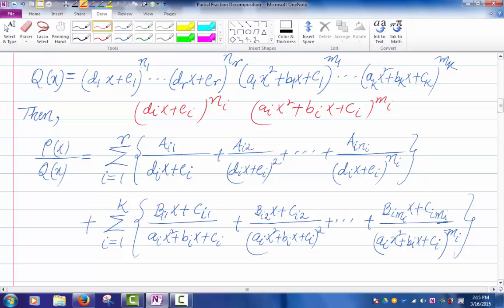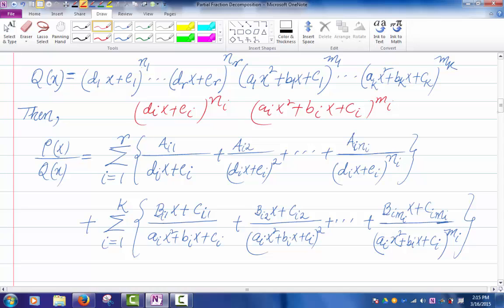And each numerator is just a constant. Same thing happens for a quadratic. So why am I saying summation? Well, whatever I have inside the brackets is the contribution of one factor. So I am summing over all the factors, all the linear factors.